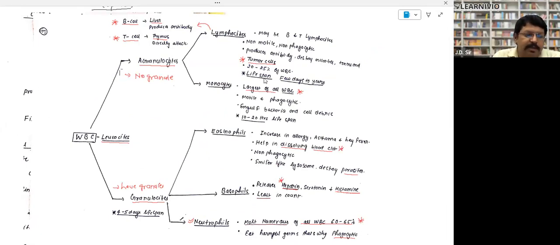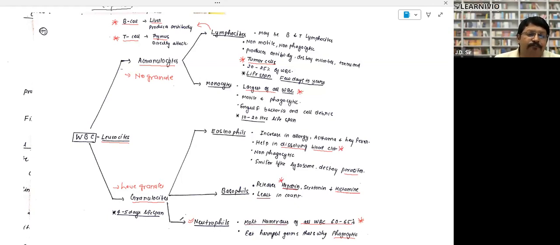WBC are basically of two types, right? Technically, WBC are known as leukocytes. They are of two types: agranulocyte and granulocyte. Agranulocytes do not have any granules, they have cytoplasm or protoplasm. Agranulocytes are divided into two categories: lymphocyte and monocyte. Lymphocyte may be of two types: B lymphocyte or T lymphocyte, means B cells or T cells.